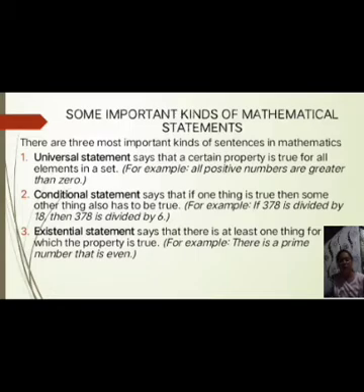For example, if 378 is divisible by 18, then 378 is divisible by 6. Another situation is that if it rains, then they cancel school. So, those are examples of conditional statements. And the last statement is the existential statement. It says that there is at least one thing for which the property is true. For example, there is a prime that is even. That number is 2.